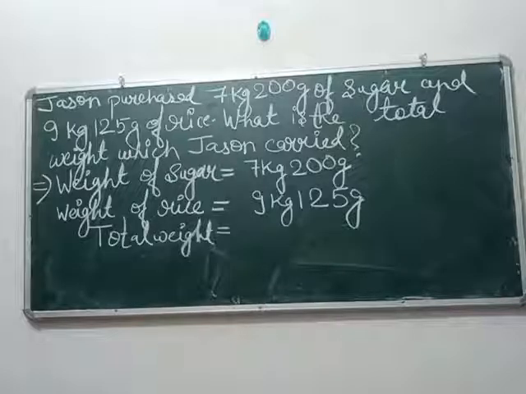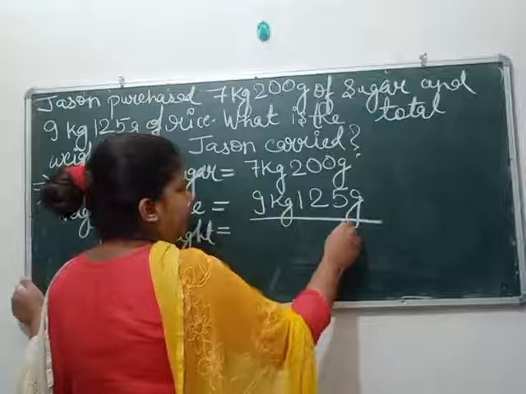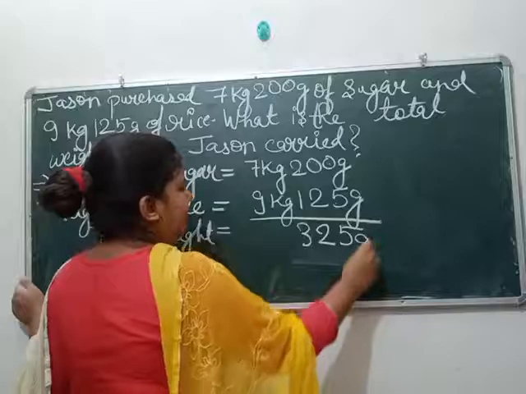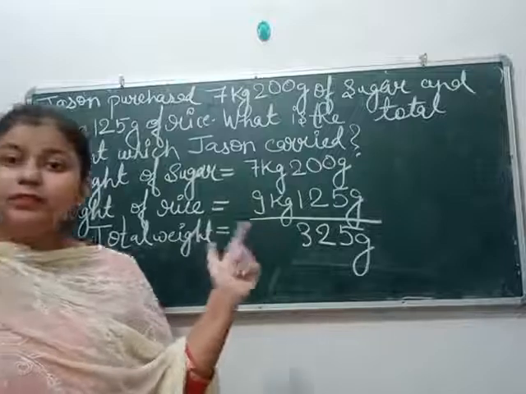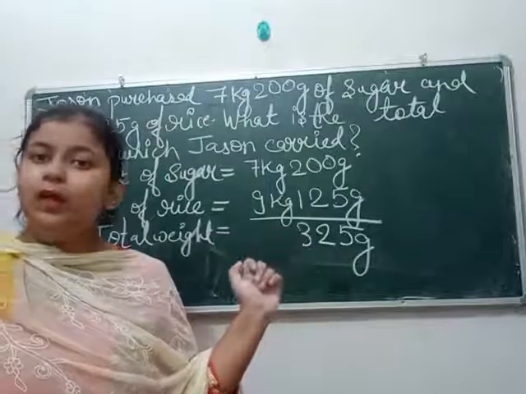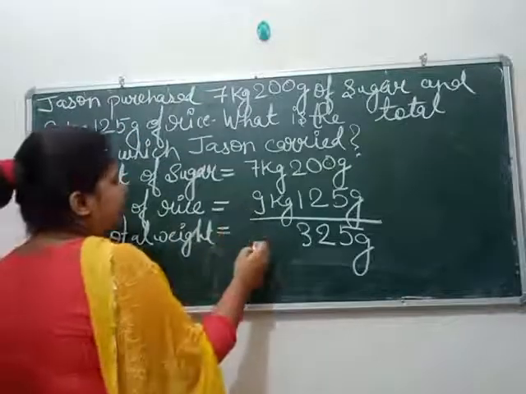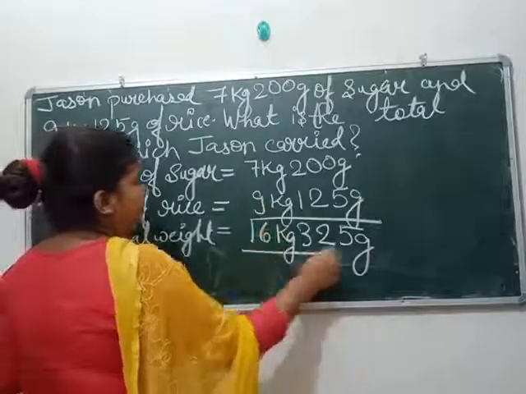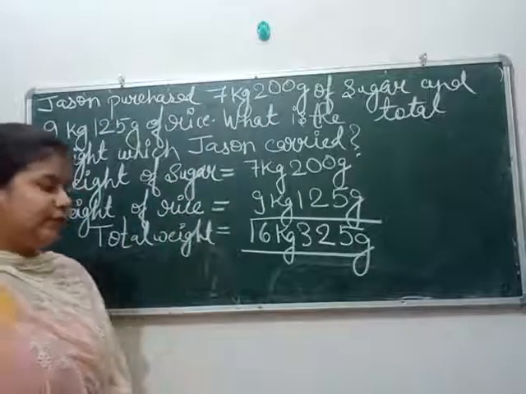Okay, let's see. 5 plus 0 we will get 5. 2 plus 0, 2. 2 plus 1, 3. This much is gram. And 9 plus 7, 10, 11, 12, 13, 14, 15, 16. Okay. So, at kgs place we will get 16 kg. So, the total weight carried by Jason is 16 kg 325 gram.